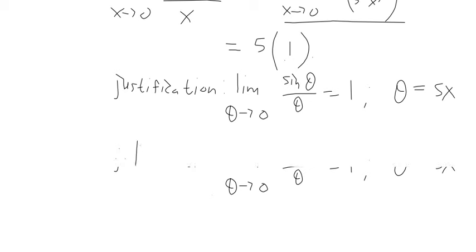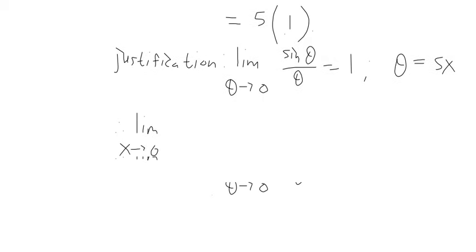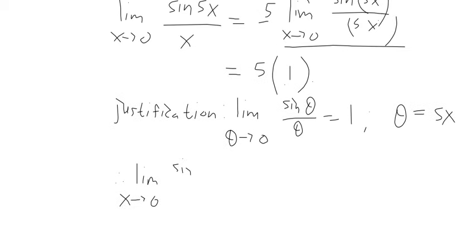Therefore, the limit as x approaches 0 of sine 5x over x is just equivalent to 5, and that's the answer. Okay.